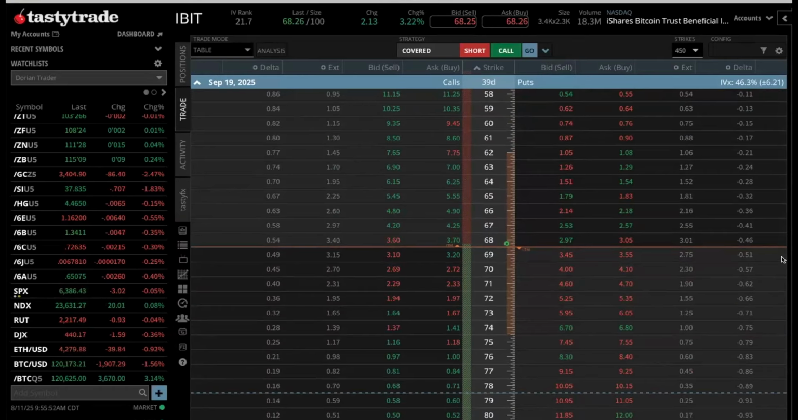So the last basic strategy is the buying of the call, right? We talked about selling the call when we were going over the collar and we were going over the covered call.